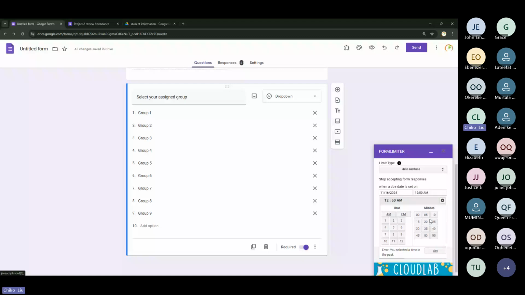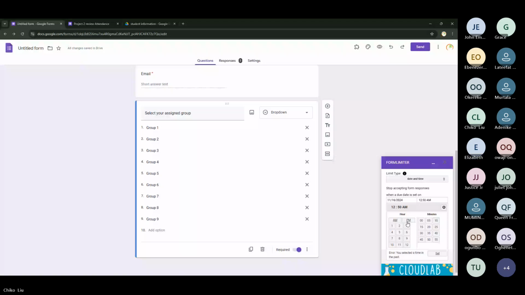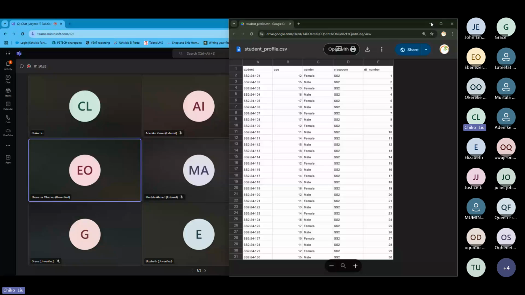This is how I lock forms. There's a particular tool we use to lock forms. So this is how I lock the form, in case any of you are interested in knowing how I lock forms.